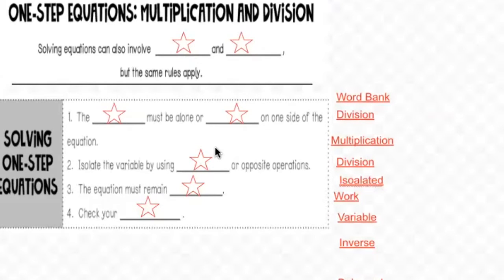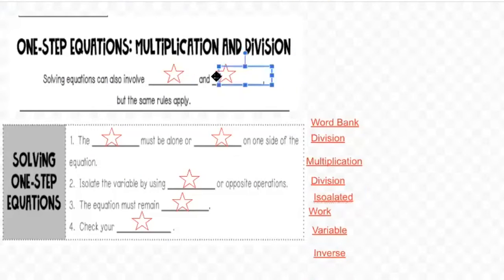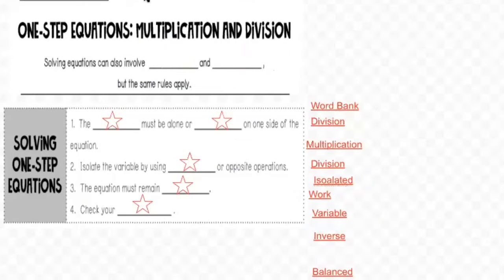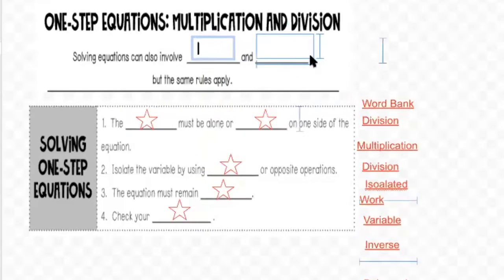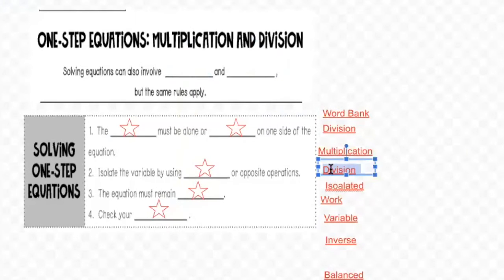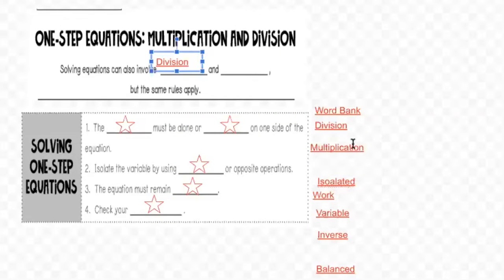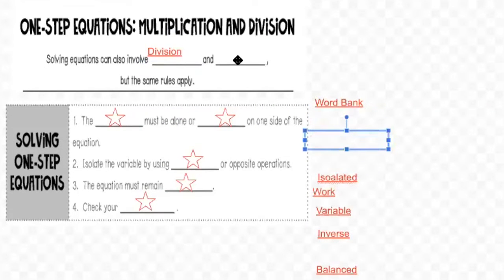Solving equations can involve blank and blank, but the same rules apply. This lesson, we're talking about multiplication and division. So what we need to do is make 2 text boxes. It might be a good idea to just get rid of the stars and then add our text box. We're going to put multiplication and division in our first text box. We're going to highlight our word from our word bank and paste it. So division and multiplication.